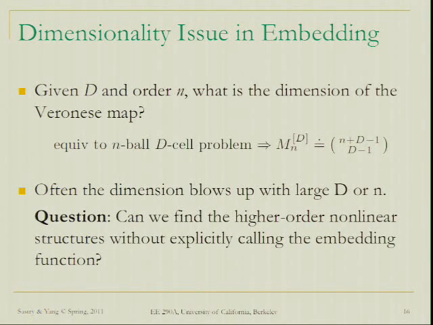So the problem is that oftentimes when capital D and n are large, this dimension blows up after you do the embedding, mapping samples from a probably already high dimensional space onto an even higher dimensional space. So the question we want to solve for kernel PCA and nonlinear PCA is: can we find the higher order nonlinear structure without explicitly calling the embedding function? So that's what we are going to talk about today.